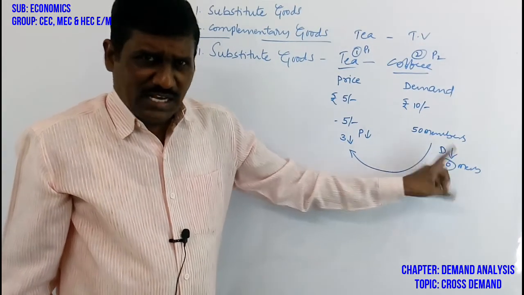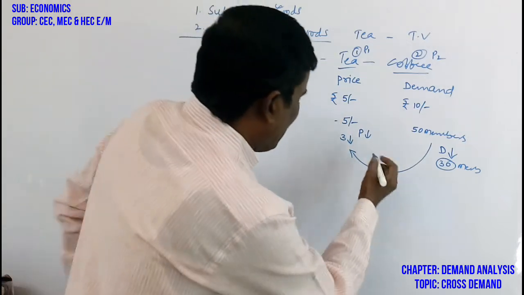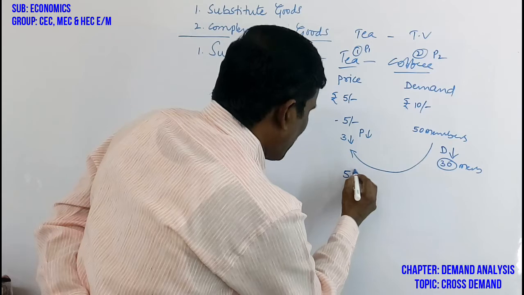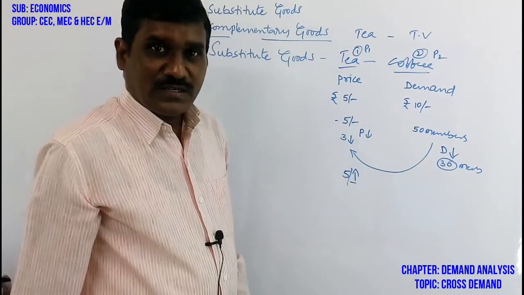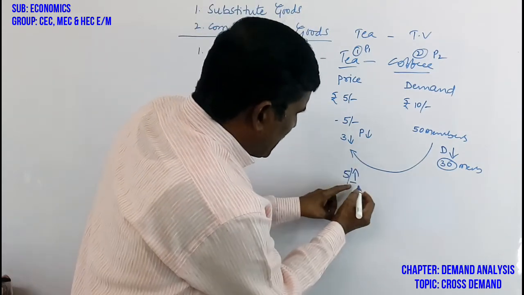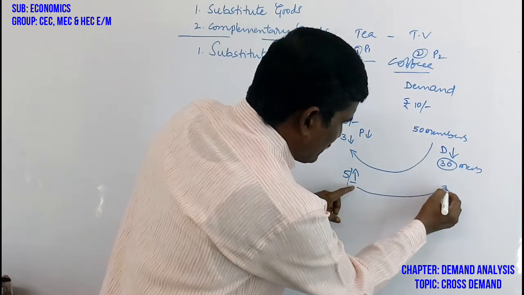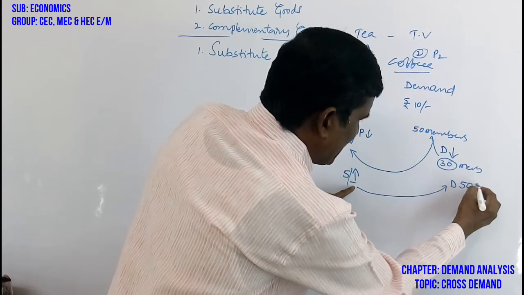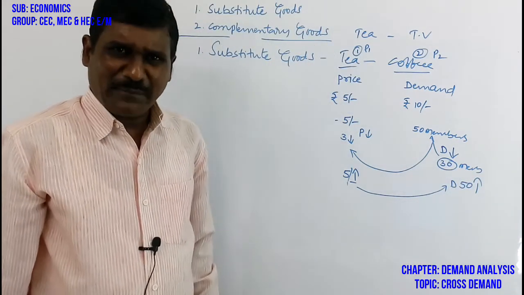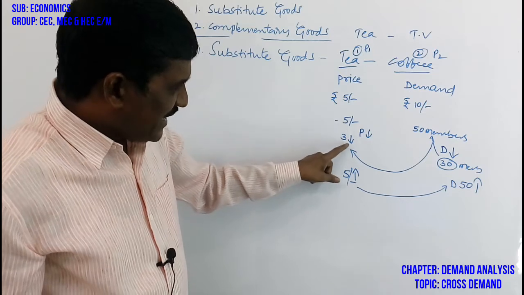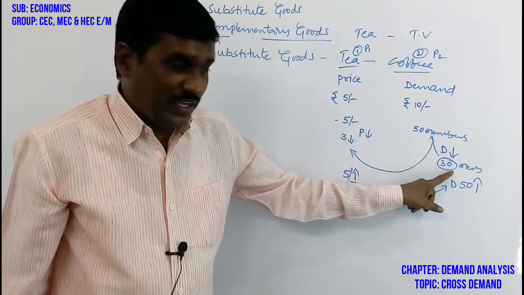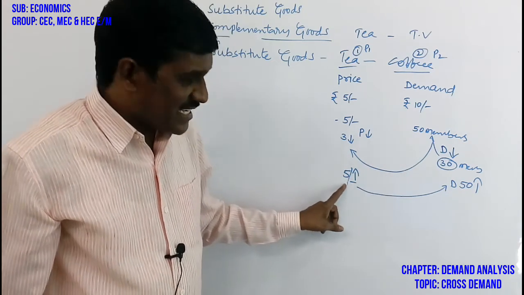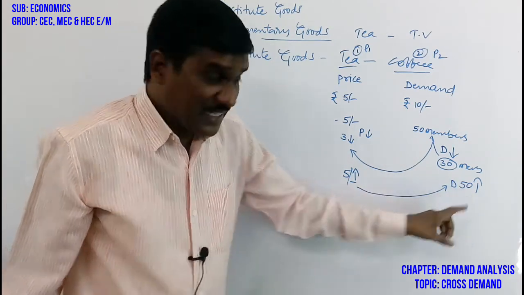Okay? Simple, it is just a little logical. On the other hand, if the tea price increases again to 5 rupees, then the people who drank tea go back to coffee. From 30 members the demand comes back to 50. Then the demand of this commodity increases. If the price of tea decreases, the demand of coffee decreases. When the price of tea increases, the demand of coffee also increases.